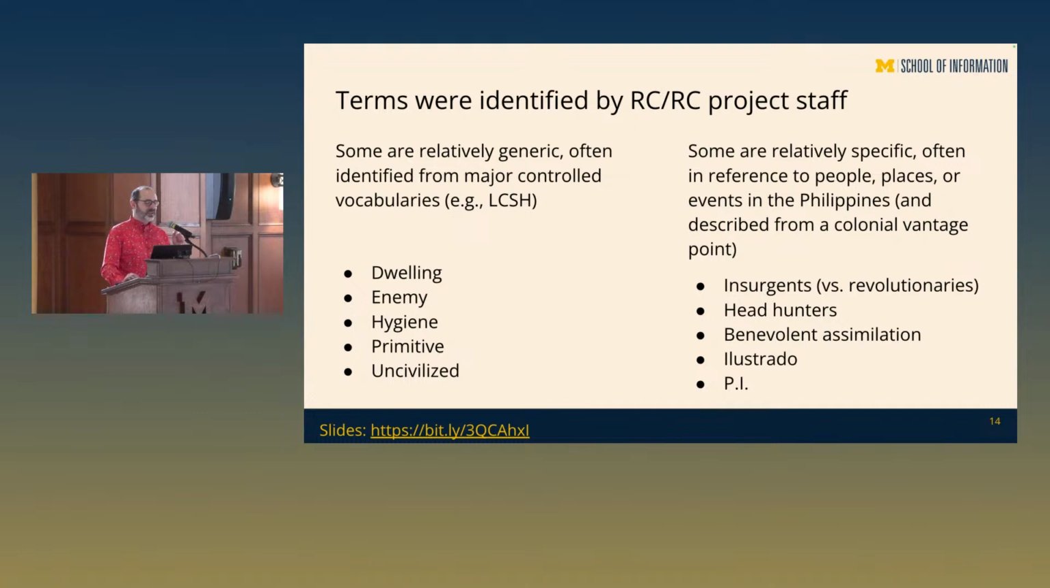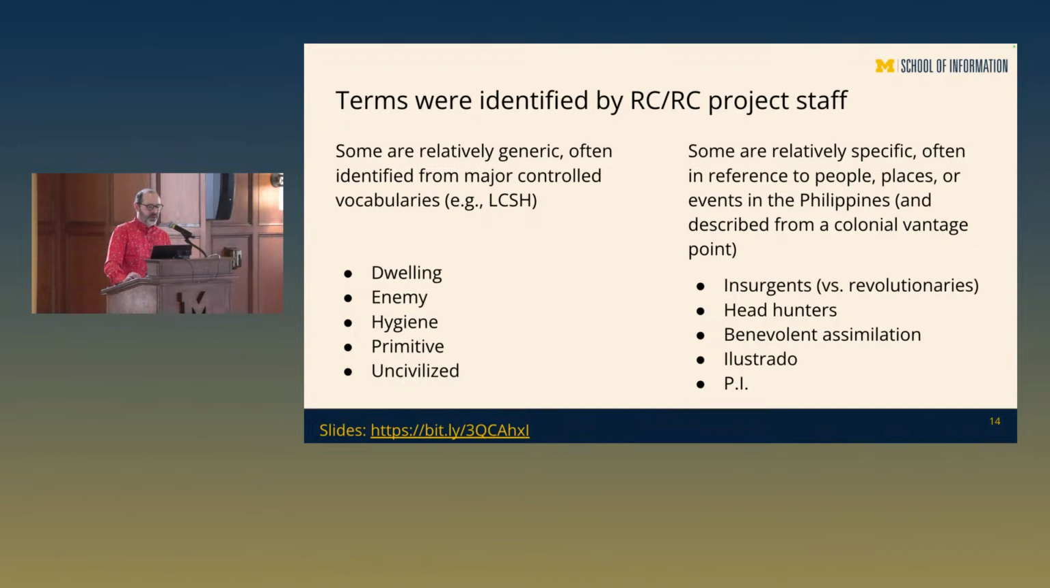And one thing about the terms is that these were identified by Reconnect staff and faculty and researchers, and some are very generic, right? They come from controlled vocabularies like the LCSH, which is the Library of Congress Subject Headings. So these might be things that are more or less everyday words like dwelling, enemy, hygiene, primitive, uncivilized, but in the context of a colonial collection might have some problematic connotations. And then there are some that are relatively specific to the Philippine research. So things like insurgents, which would have been used instead of revolutionaries to describe indigenous Filipinos potentially in the late 19th century from the American perspective.